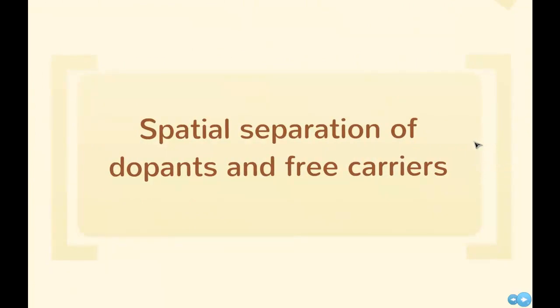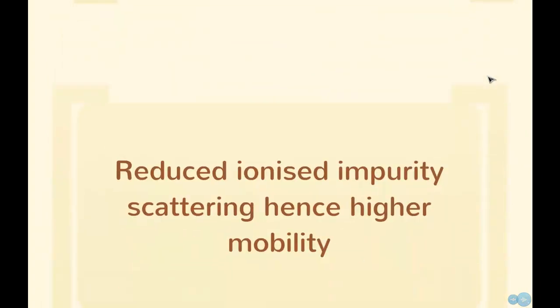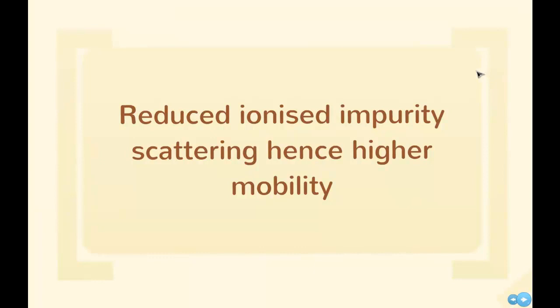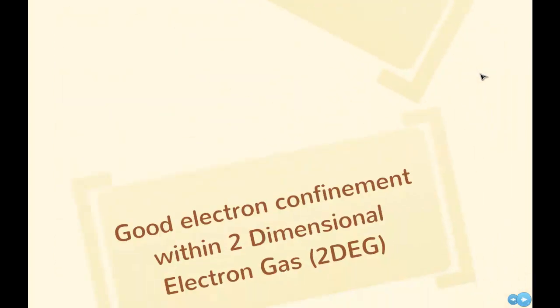The other good thing is that the spatial separation between the dopants and the free carriers means that the ionized impurity scattering is reduced. Remember that the ionized impurity scattering represents the collisions and the scattering by electrically charged impurities and crystal imperfection. So if you reduce all these collisions and scattering, you end up having higher mobility for your electrons.